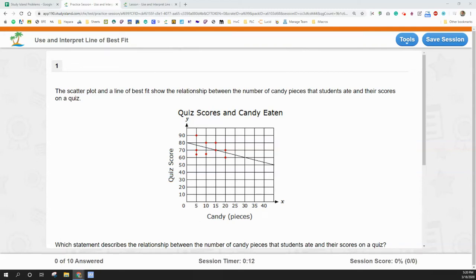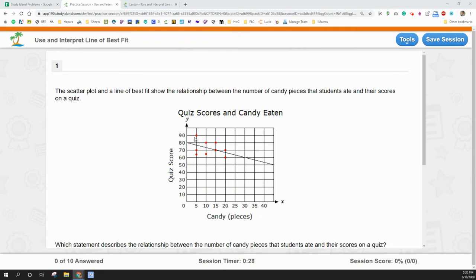All right, these are example problems from the Study Island topic: Use and interpret line of best fit. Number one, the scatter plot and line of best fit show the relationship between the number of candy pieces that students ate and their scores on a quiz.